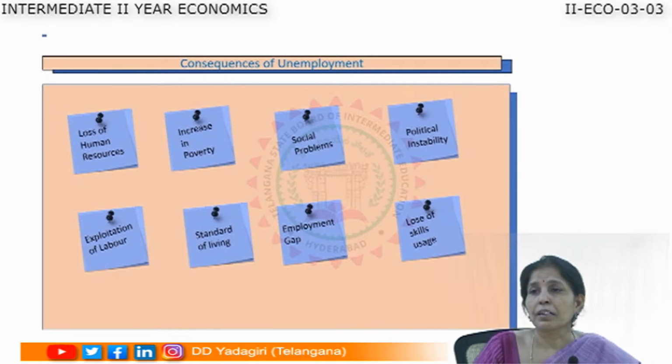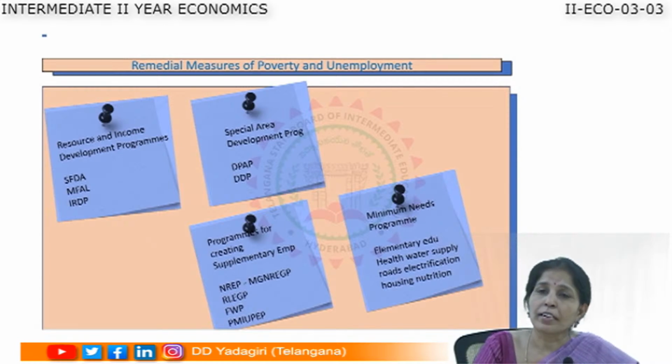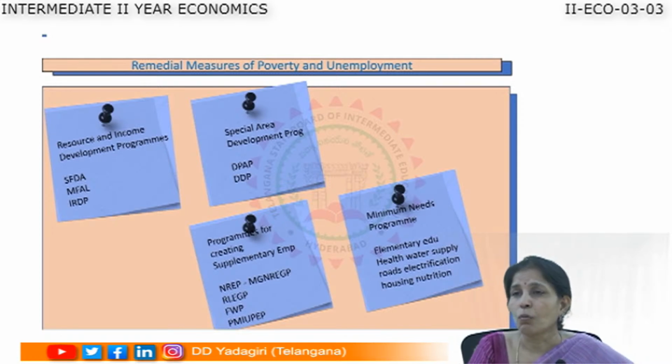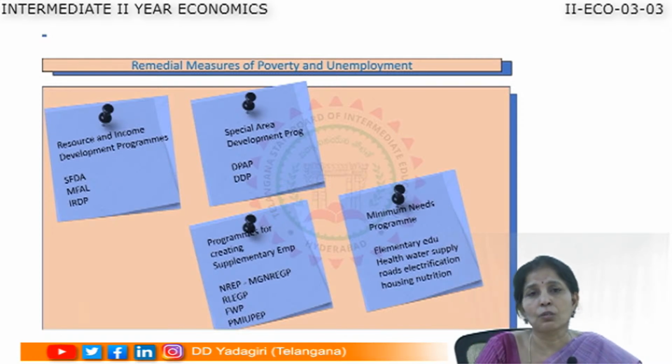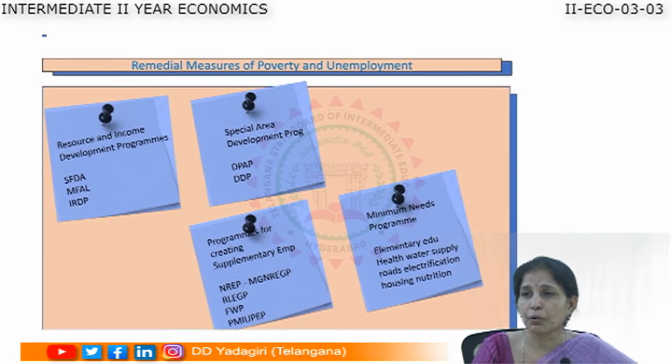Now we have a remedial measure. The government has suggested remedial measures to reduce poverty and to reduce unemployment. What are the measures that are suggested to reduce poverty and unemployment? The first program is Resource and Income Development Program, then Special Area Development Program, programs for creating supplementary employment opportunities, and minimum needs program. Let us have a look at these programs in detail.